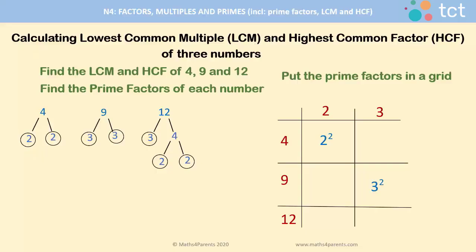For 12, how many 2's? There are 2 2's for 12, so that's 2 squared. And how many 3's for 12? There's just one lot of 3, so we put that in there.